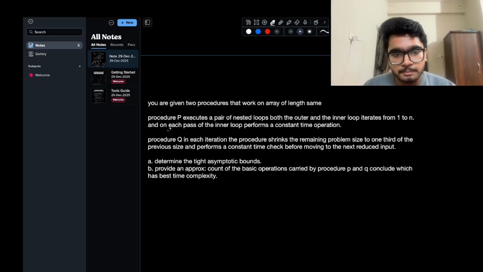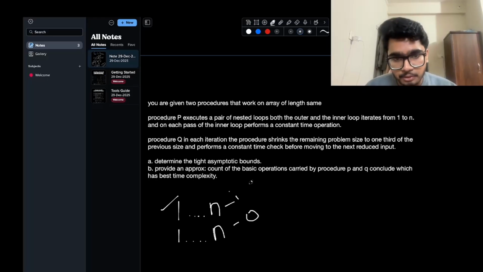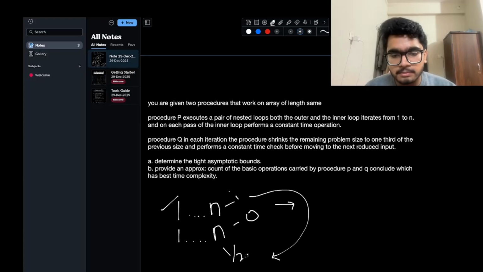So procedure P is running a loop from 1 to n number of iterations, and there is one outer loop and one inner loop which is also performing 1 to n iterations. This is the inner one and this is the outer loop. Now in procedure P we have n iterations, and in procedure Q the size is reduced to 1/3 on each iteration, 1/3 of the problem size on each iteration.